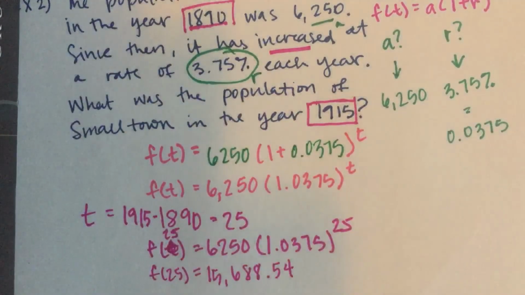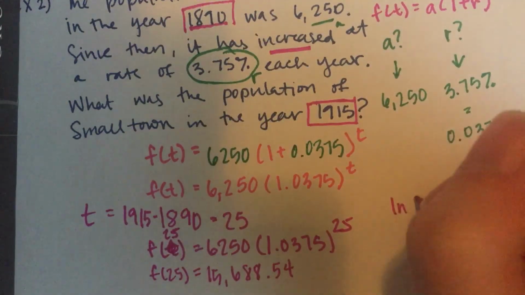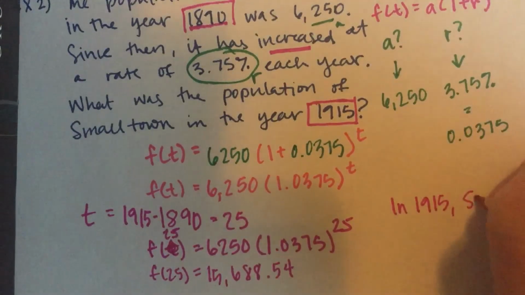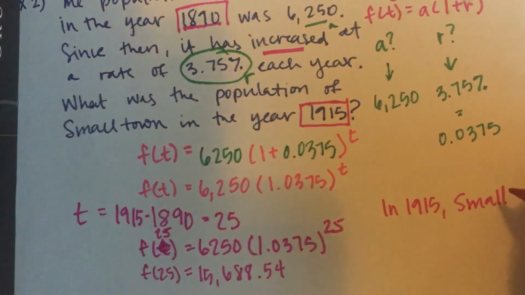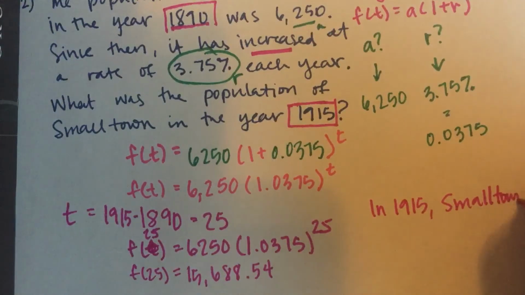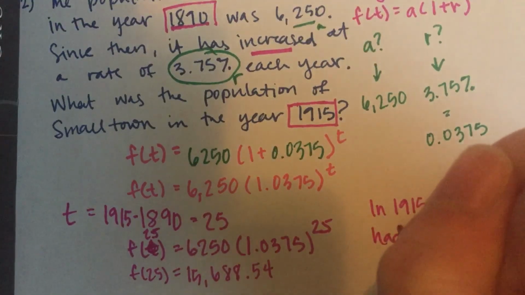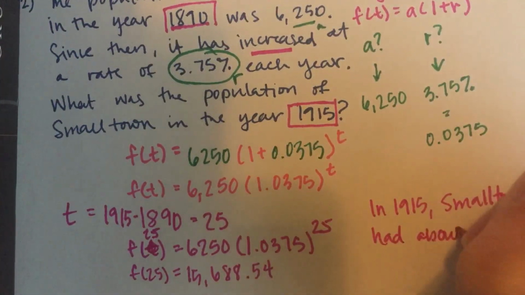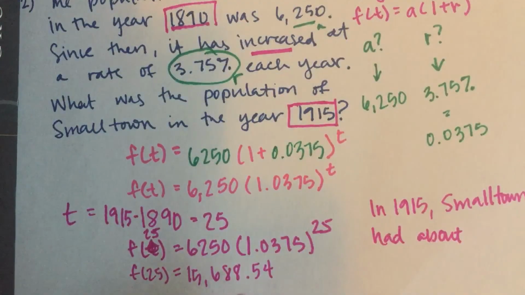15,688.54. But we're talking people, so it doesn't make sense that we have 54 hundredths of a person. You can't just have half a person walking around small town. So we need to make sure that this number represents the situation. So in 1915, small town had about, and we're going to round this number to be 15,689.